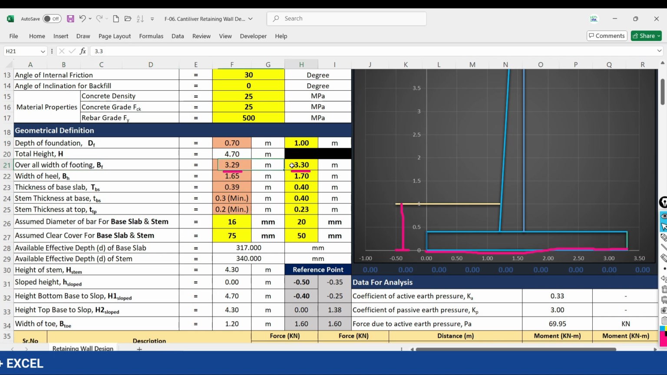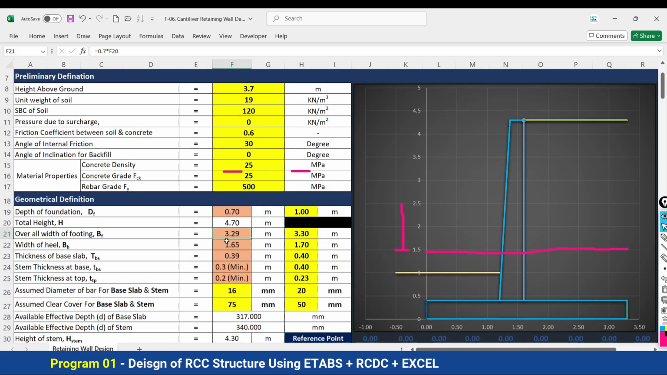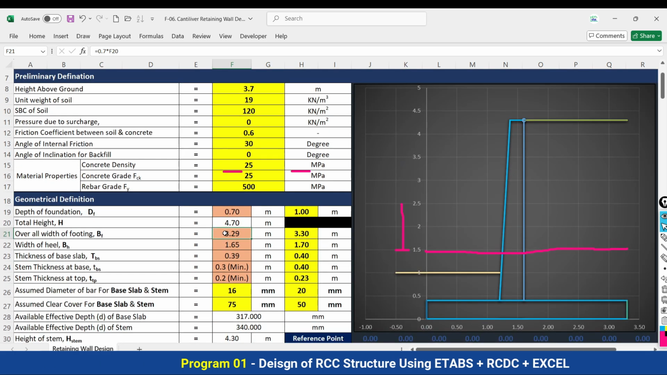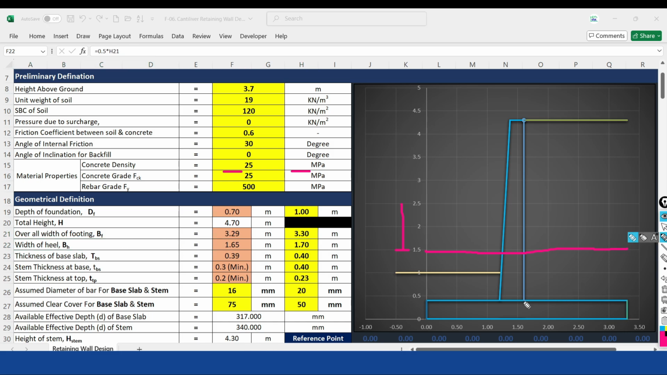It is the suggestion. As you can see in the color code, it is the suggestion for the safe value. So 3.29 is the safe value, and as suggestion we are going to provide 3.3. Thereafter, width of the heel slab. 1.67 is how much this portion needs to be considered? It is 1.65, and we are going to consider 1.7.